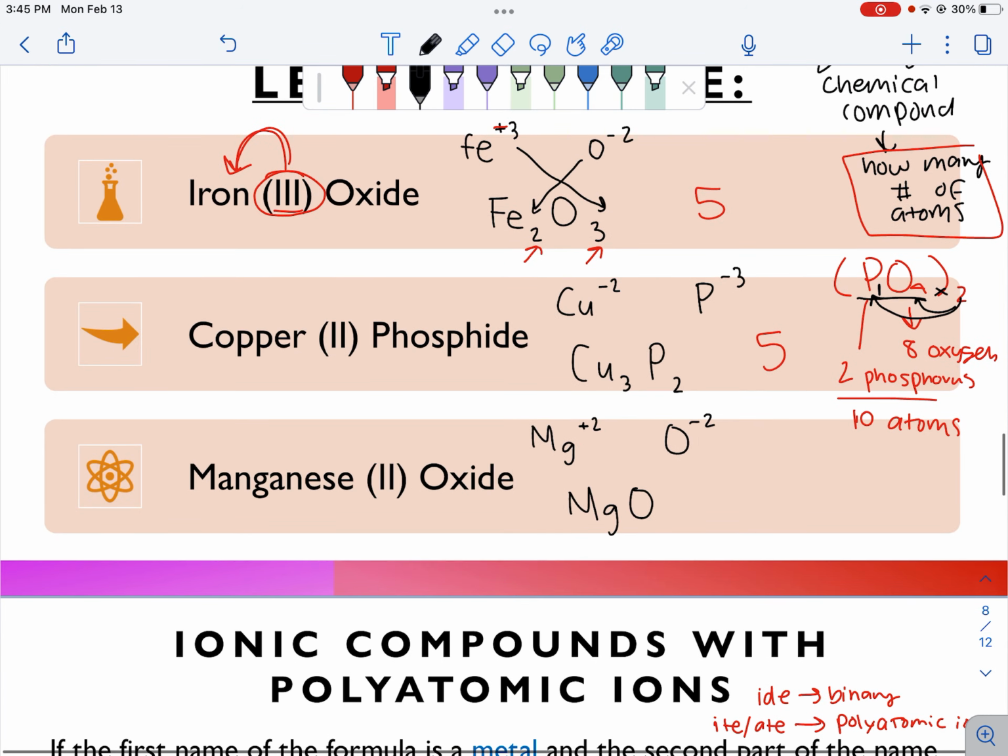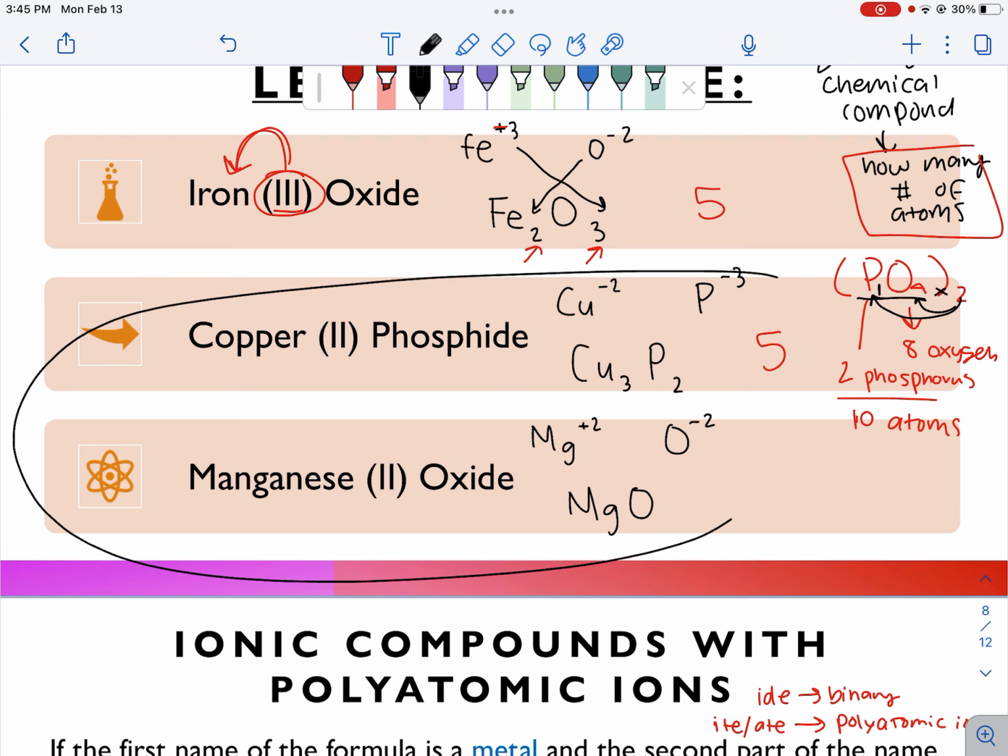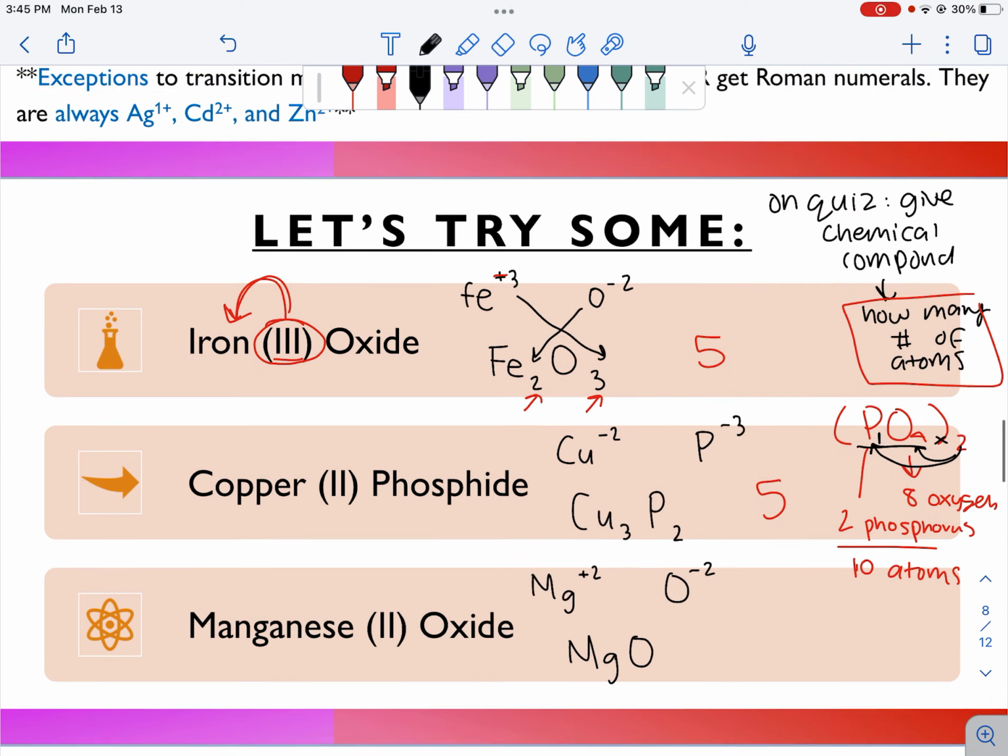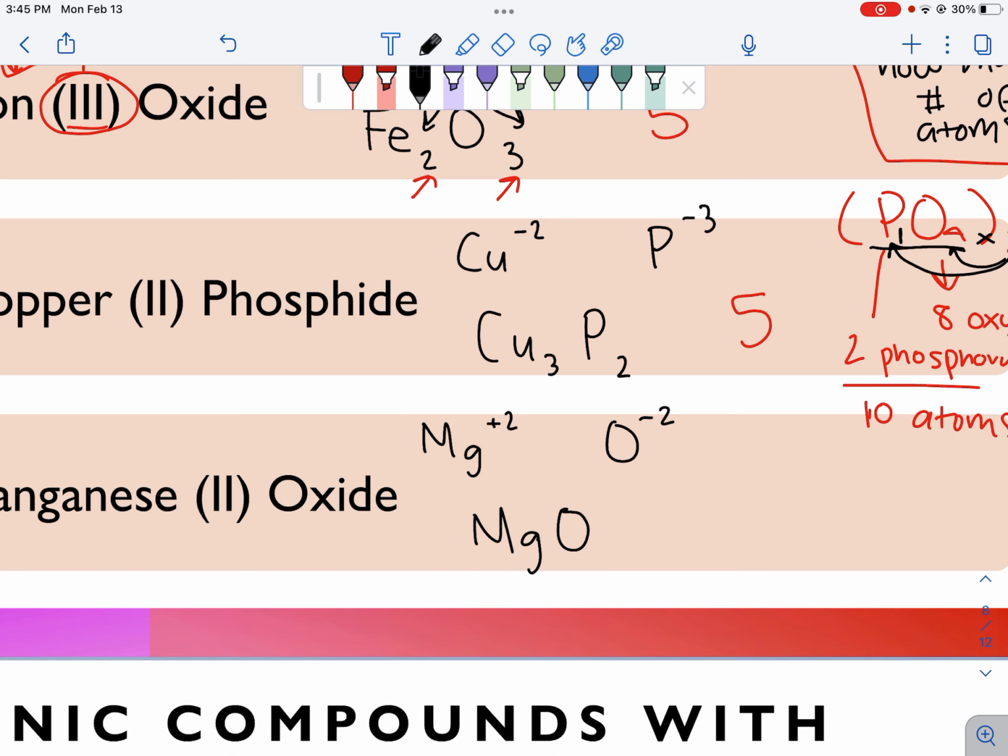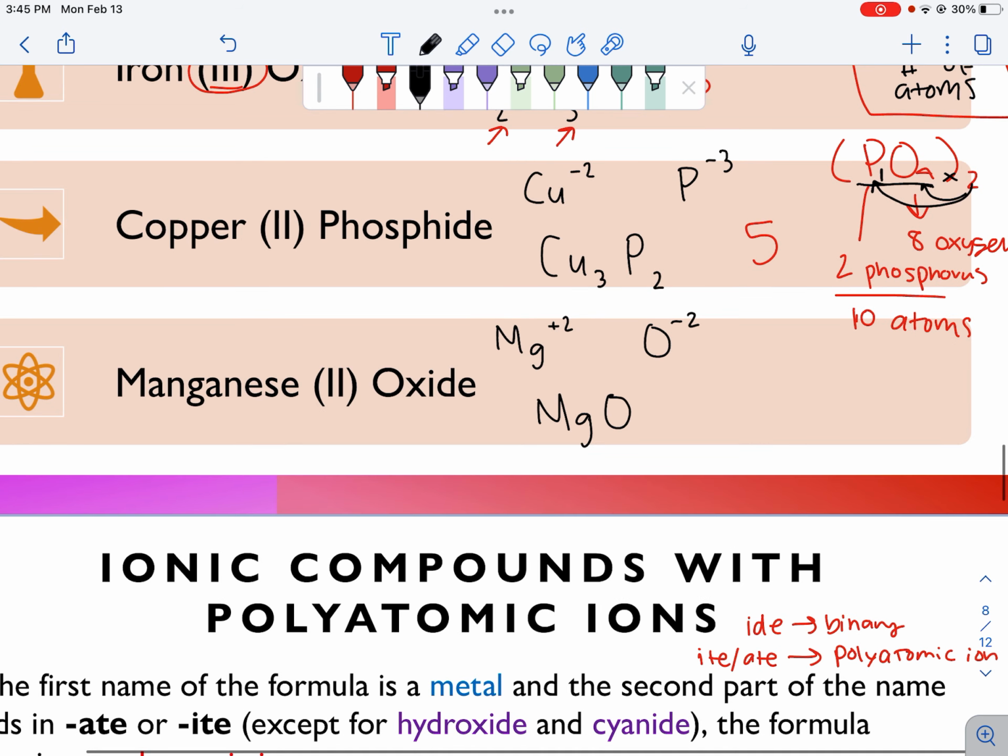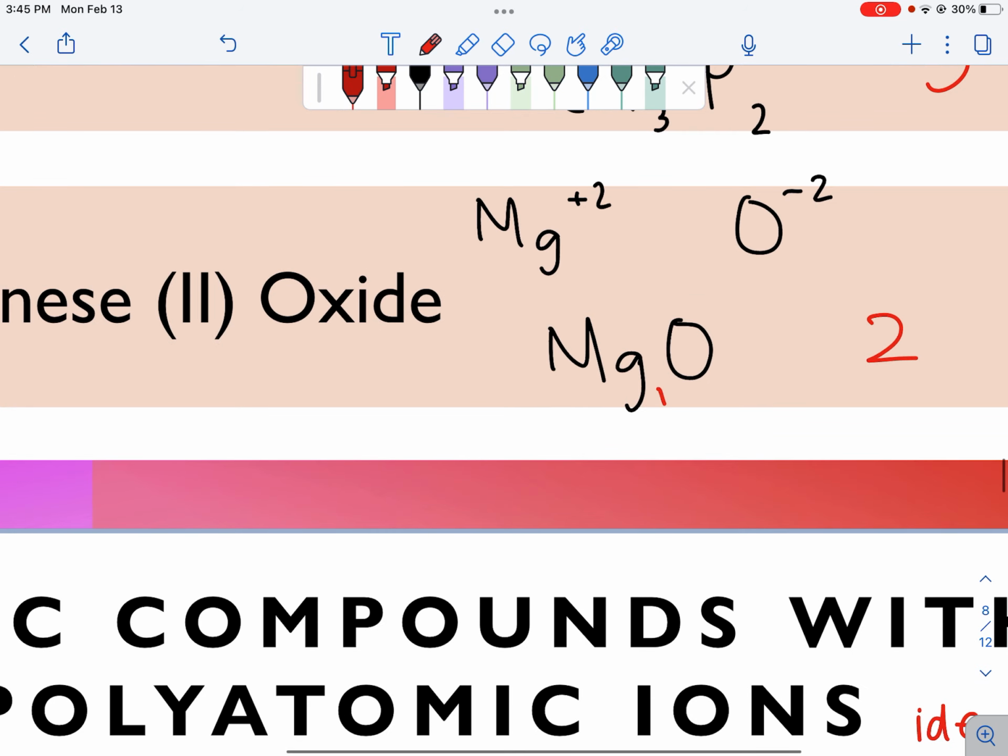Hopefully that makes sense. We can do these ones, but hopefully you know how to do that already, as I explained earlier. But this has 5, and then this will have 2, I believe. 2 atoms, because it's just 1 and 1, as we know.